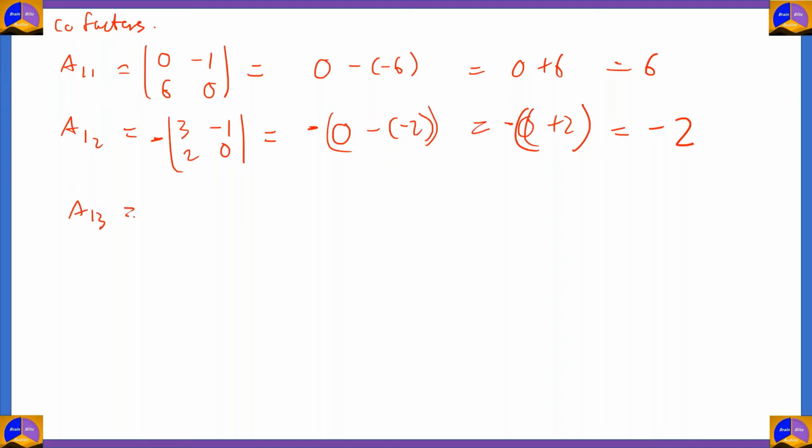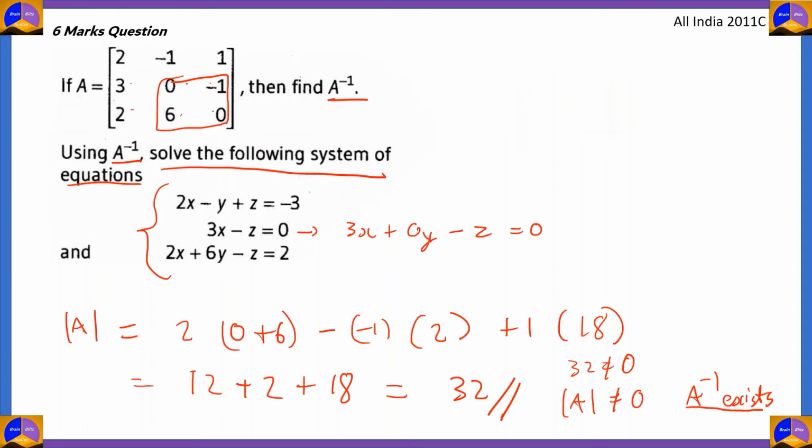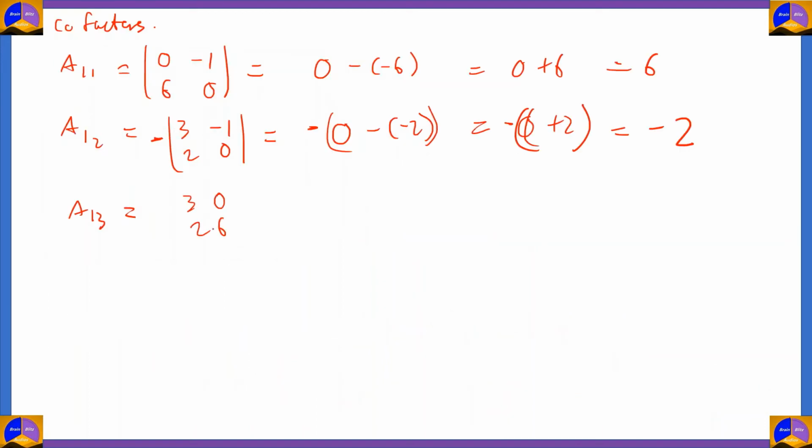Now A13. So over here, what we do is we take these two out. So 3, 0, 2, 6. Now 3 into 6 is 18. These are positive. 3 into 6 is 18 minus 2 into 0 is 0, which is equal to 18. That is A13. Now let's take A21.